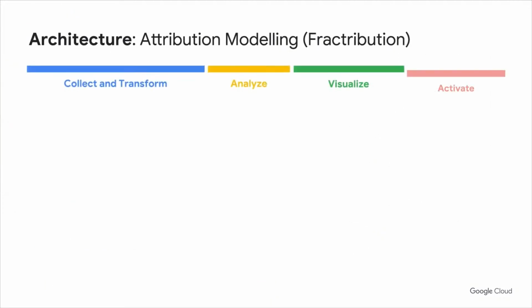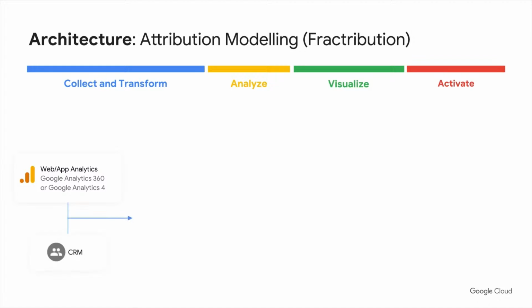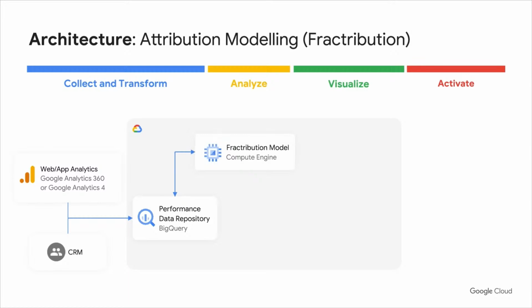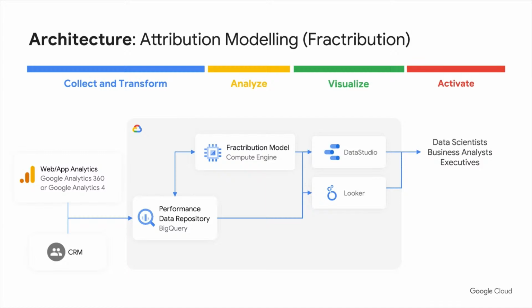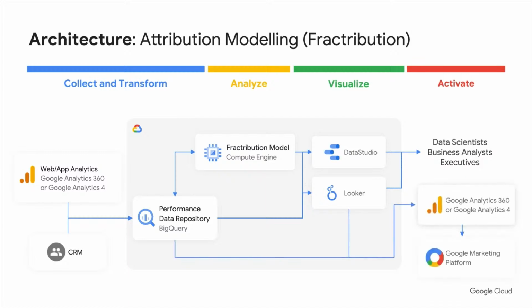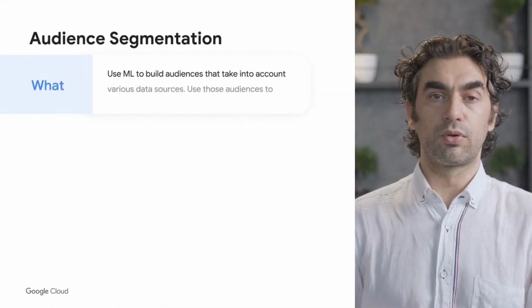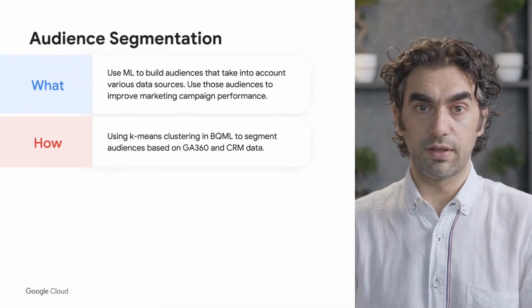In this architecture, we are essentially ingesting data from web analytics platforms and CRM data, things that might relate to offline conversions, for example. We store this information on BigQuery and then run the Fractribution analysis using the ML models. This data then feeds back into BigQuery, where it can be analyzed using Data Studio or Looker platforms to analyze data in more detail.